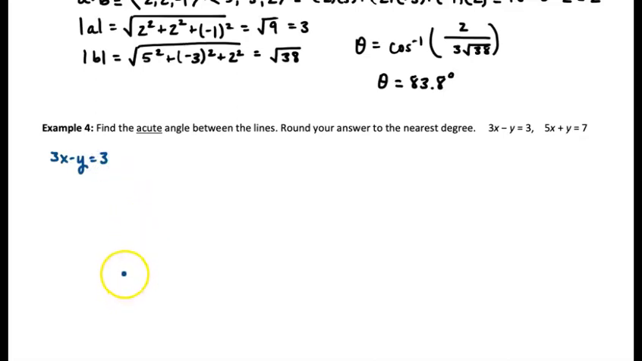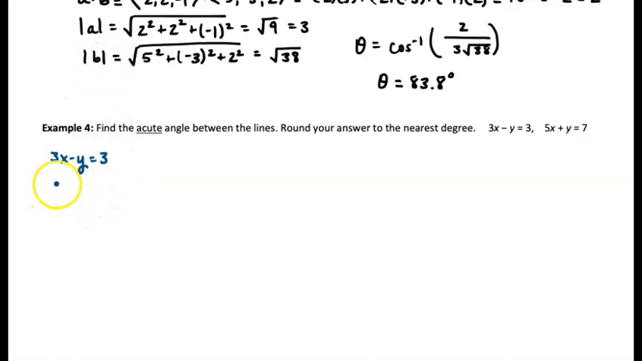Well, how in the world do we convert this to a vector? Well, we know that a vector just contains magnitude and direction. Because this is a line, it has no beginning and end. And we're just looking for the angle here, so the only thing we're really worried about is that direction. And how do I find the direction of a line? Well, I know that direction is the slope.